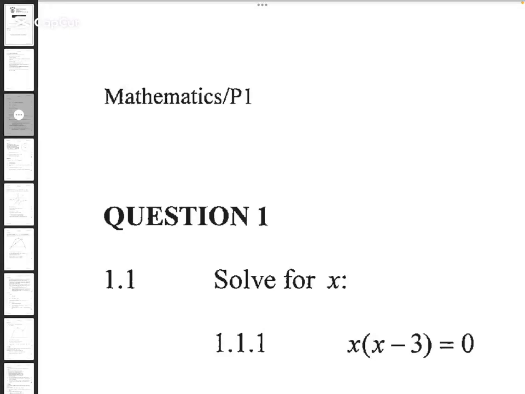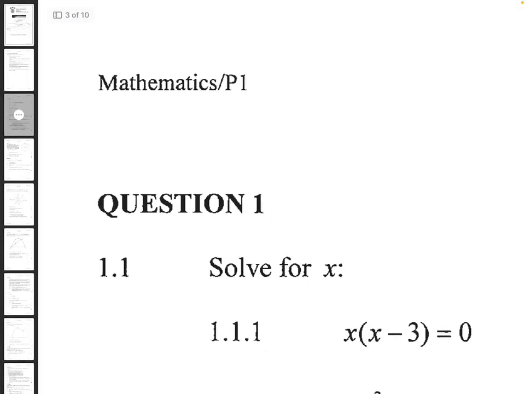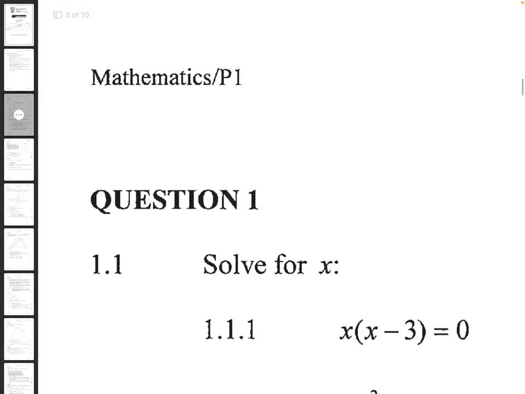Look at this question, question 1.1.1. This is how you can predict the very first question of the exam. The very first one, question 1.1.1, solve for x, is most of the time a quadratic equation.